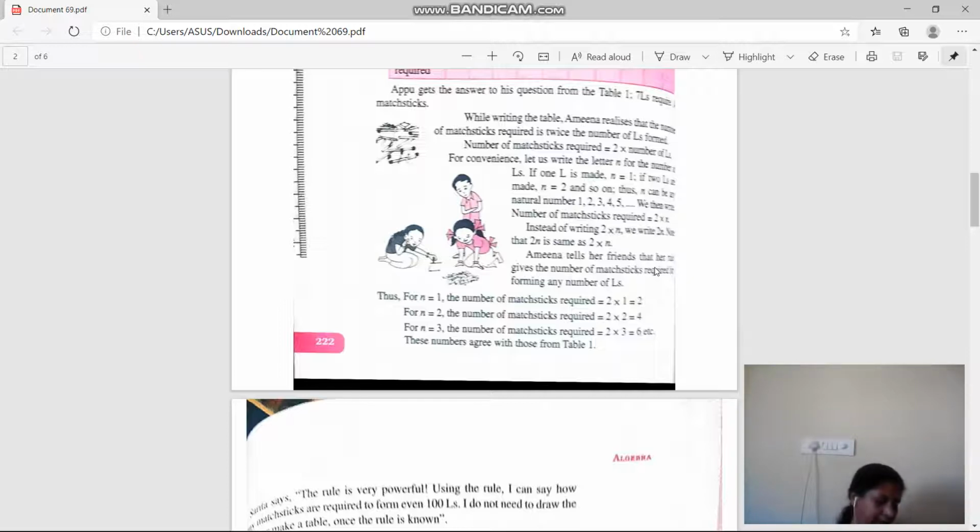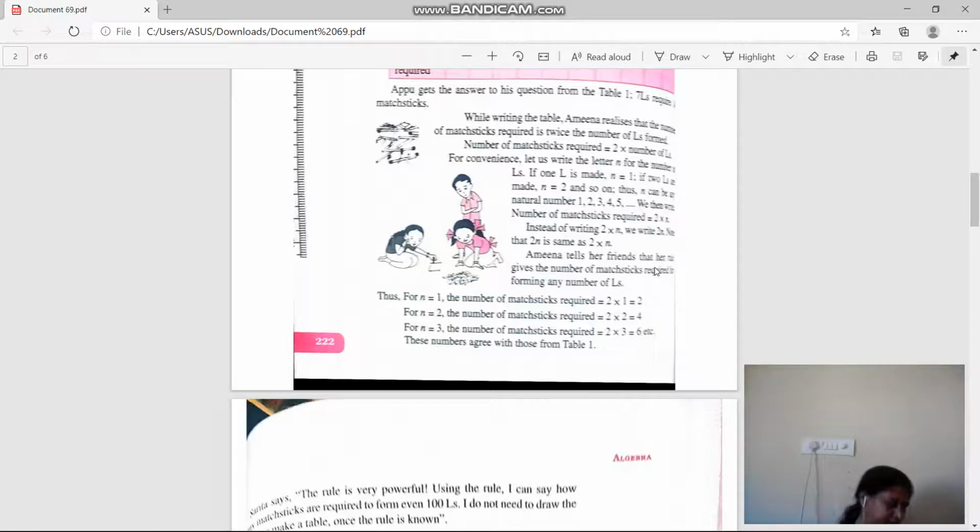Amina tells her friend that her rule gives the number of matchsticks required for forming any number of L's. Yes, definitely, because we get the formula. What she asked her friends is that you can tell me how many L's you require, and I will give the answer, because she got the formula. Which formula? Number of sticks required is equal to 2n, and n stands for the number of L's.